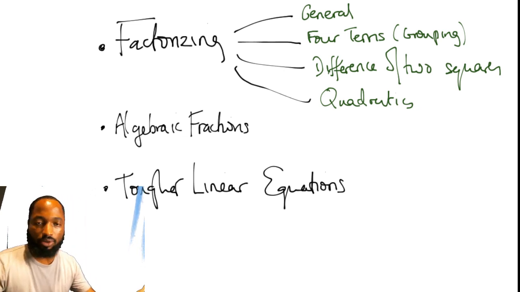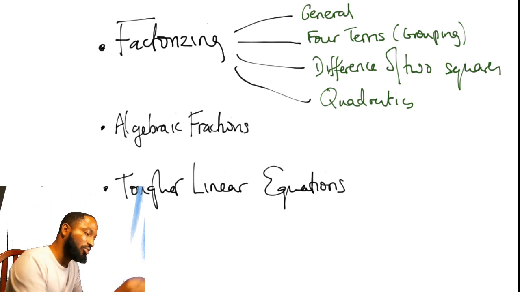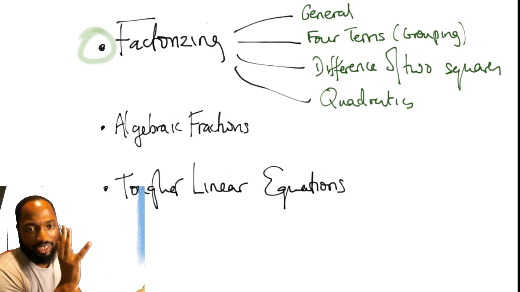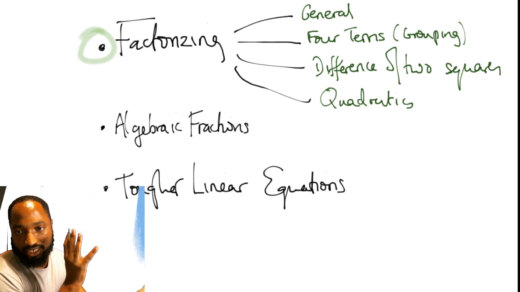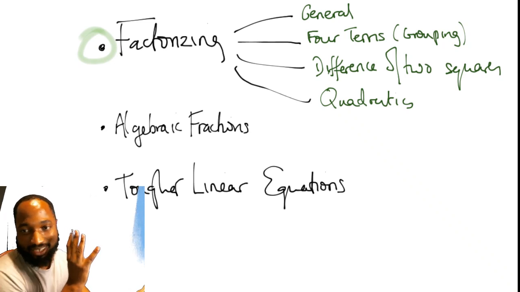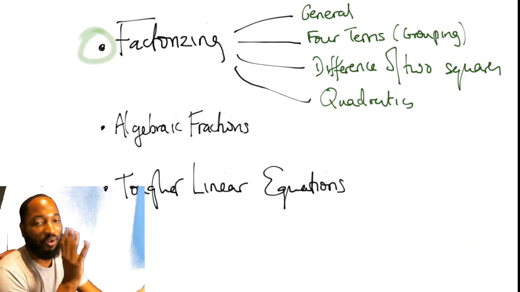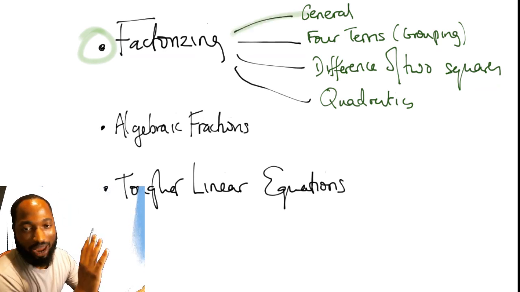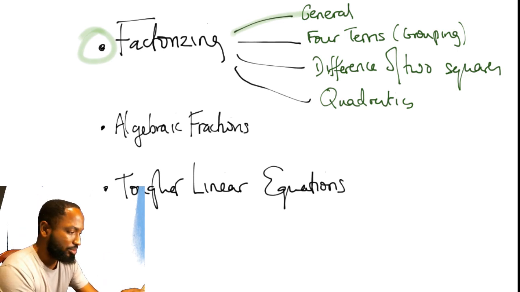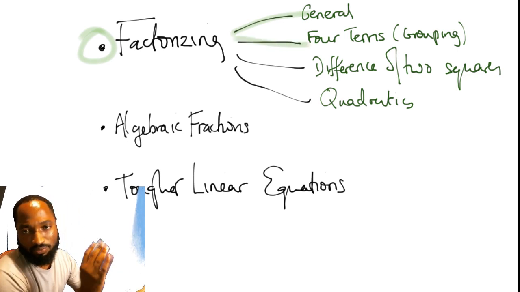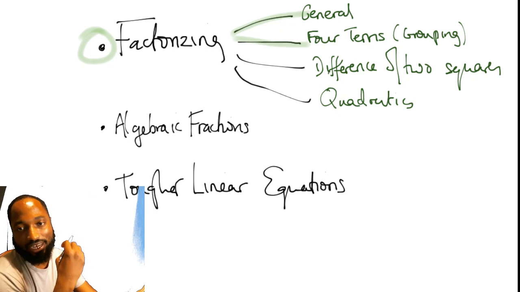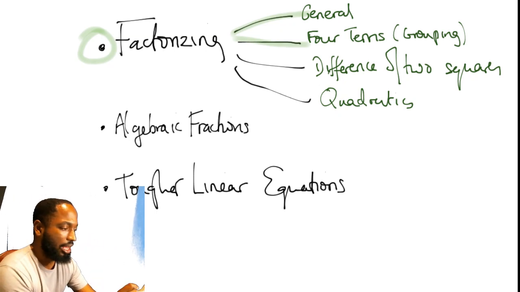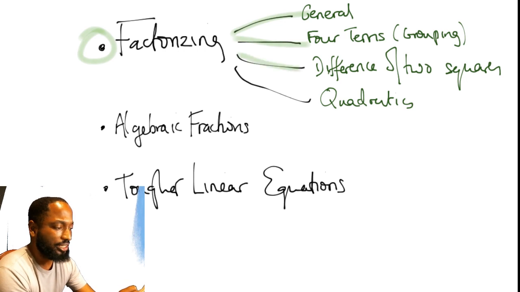Right, so we're cooking here. This is what we're focusing on for tonight. This is what's going to take all of our time. Factorizing. There are 4 ways factorizing comes in CXC. Actually, I have a video on this on YouTube. One is the general way, which I just call the while up method. There's the 4 terms, which we normally call the grouping method. There's the difference of 2 squares, and there's the quadratics.